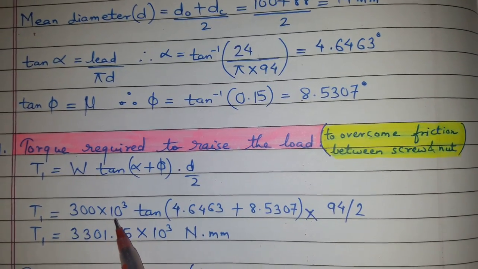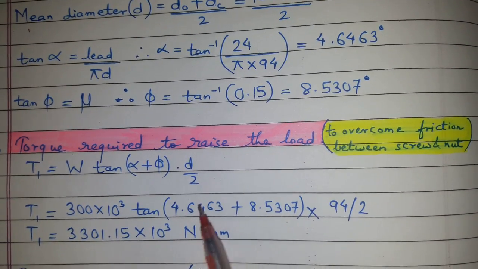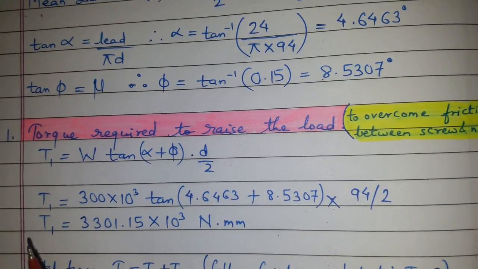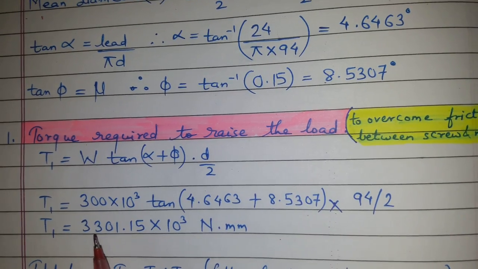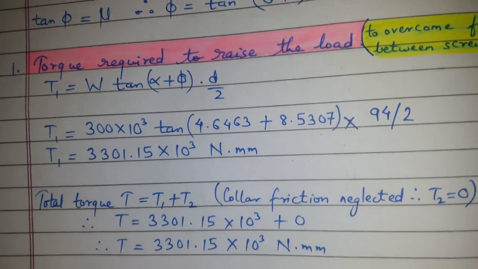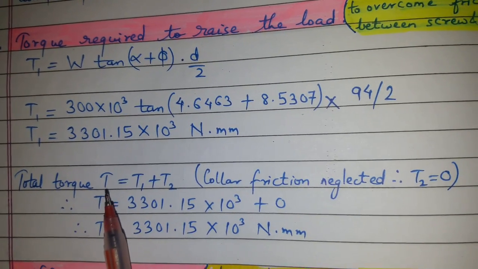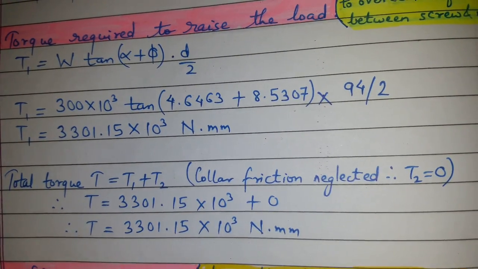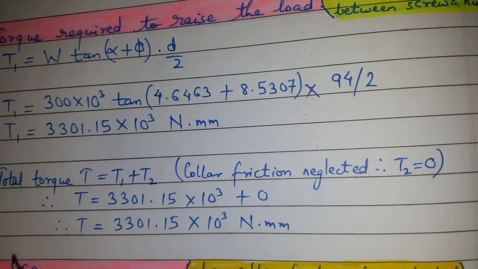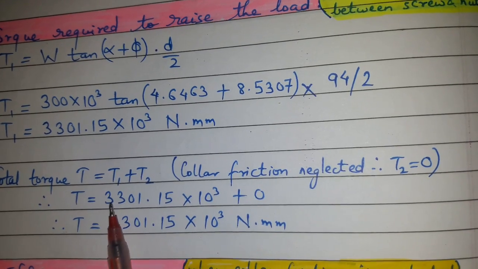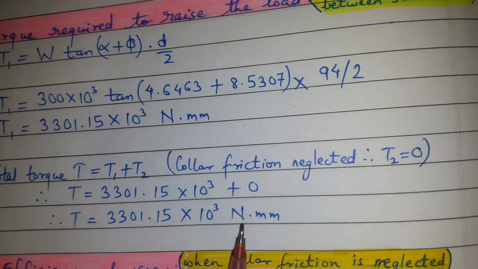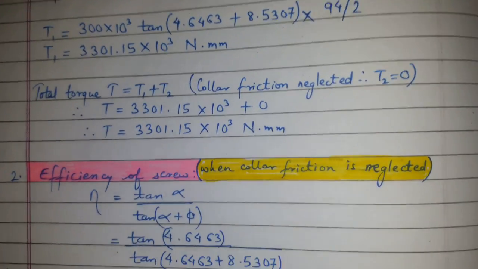Now we got all the required information. W is already given, which we converted into Newton. We now have alpha, we now have phi, and we have the mean diameter. When we put the values, we got T1 is equal to 3301.15 into 10 raised to 3 Newton mm. Now we need to find the total torque. T is equal to T1 plus T2, but it is already given that collar friction has to be neglected, therefore T2 will be 0. So T will be equal to 3301.15 into 10 raised to 3 Newton mm, because T2 is equal to 0.